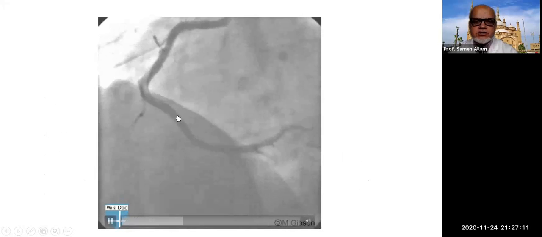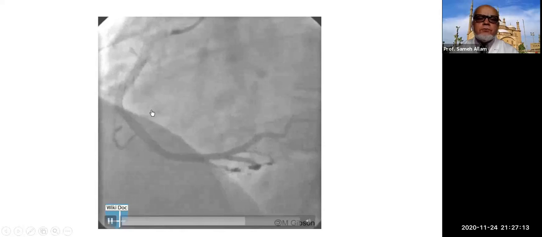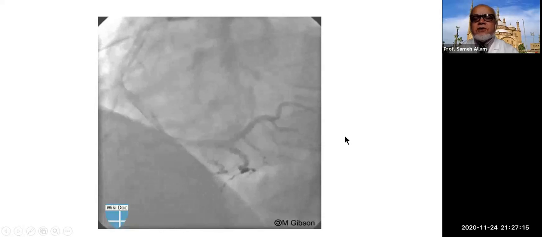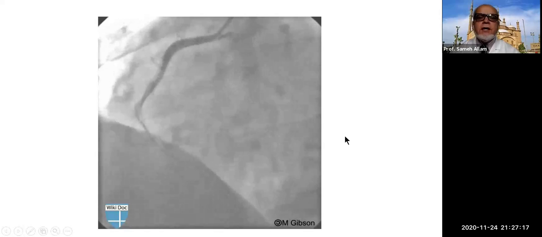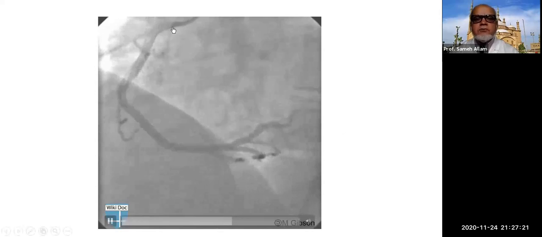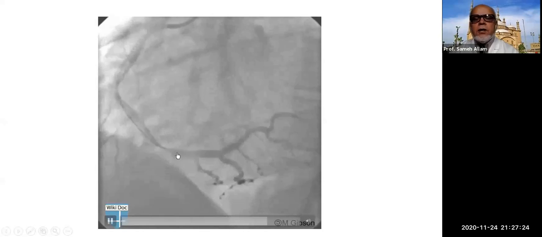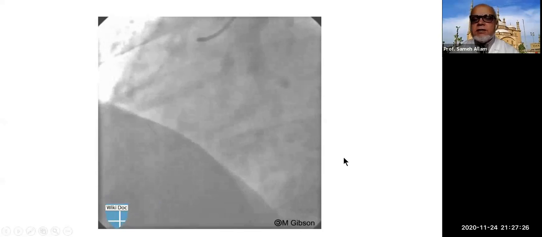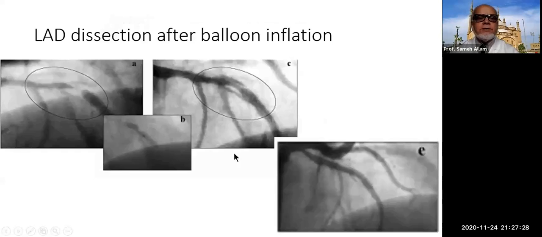Again, a spiral dissection involves the proximal two-thirds or half of the right coronary artery and was caused by the diagnostic catheter. And fortunately enough, the guide wire could pass through the true lumen distally, so this vessel can be corrected. This is a LAD with a tight calcified lesion here. Once the balloon is inflated here, dissection occurs, and there are probably three lumens. This was fixed by a stent.